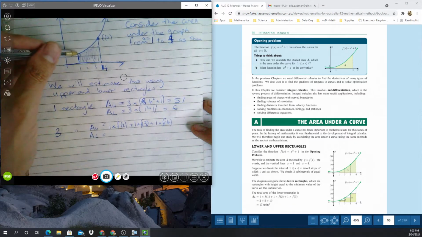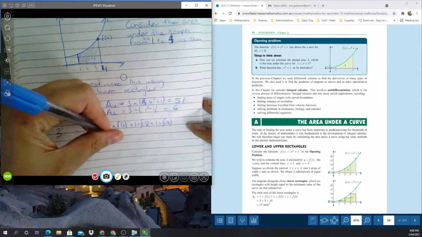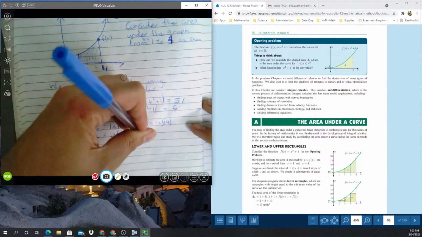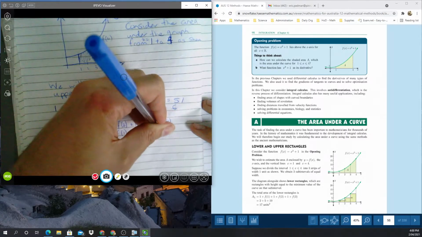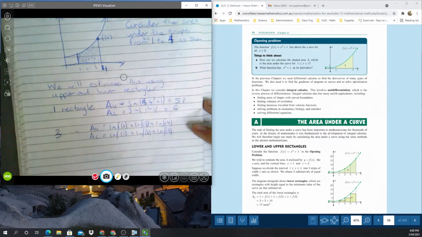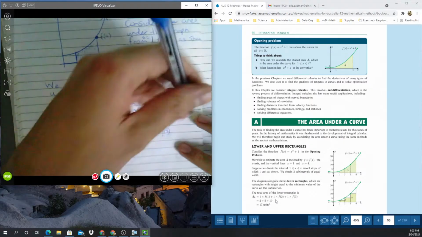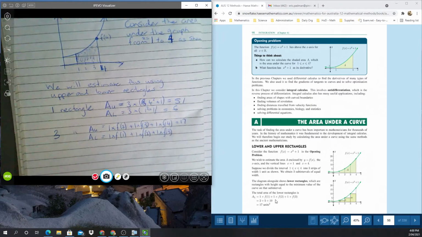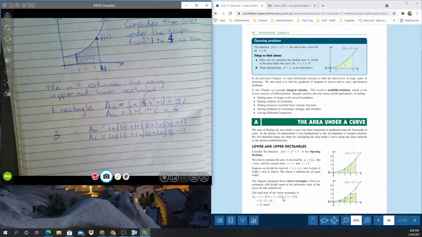The lower rectangles, 1, 2, and 3. So width of 1, height of f at 1, width of 1, height of f at 2, width of 1 times height of f at 3, and so on. Now, you see they've done this. I'm just going to take their answers because I've already done this one. So that's 17. That's 1, 2, and 3.